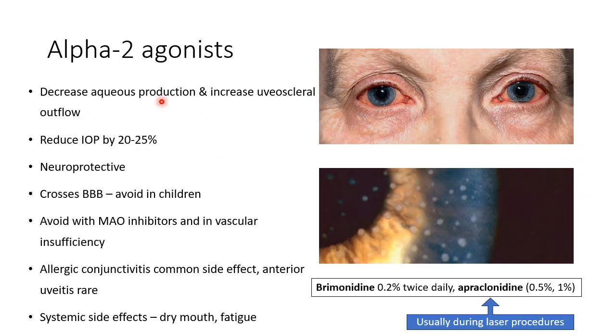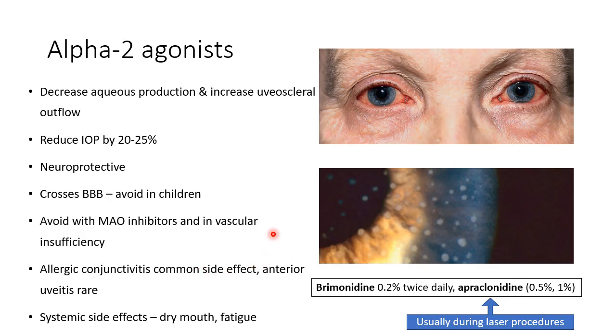Then we come to alpha 2 agonists. Of course, they decrease the aqueous production, but also know that they increase the uveoscleral outflow by mechanisms that are not really clearly understood. They reduce IOP by 20 to 25%. These are also neuroprotective. The problem is that they cross the blood-brain barrier, so they are best avoided in children. They are avoided with MAO inhibitors and in vascular insufficiency because they cause alpha mediated vasoconstriction.